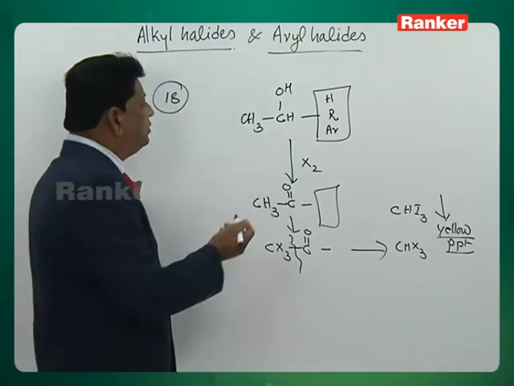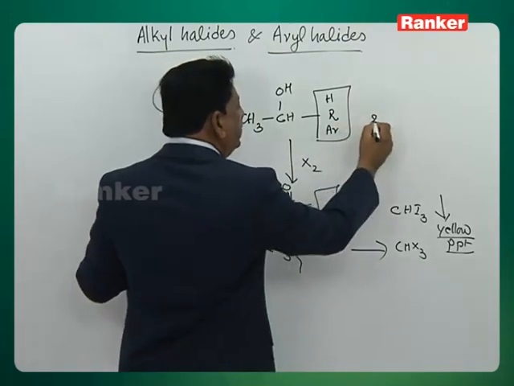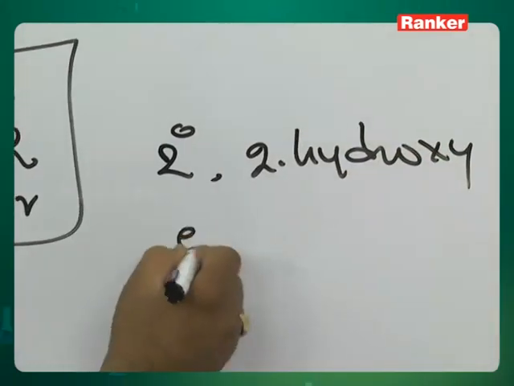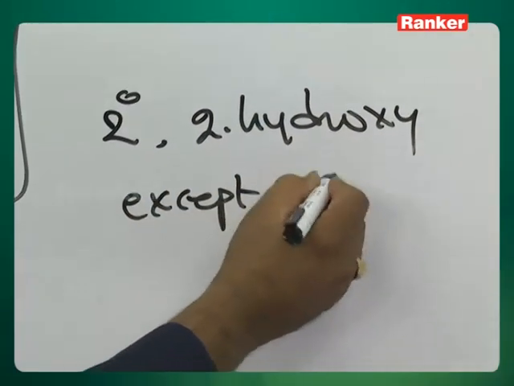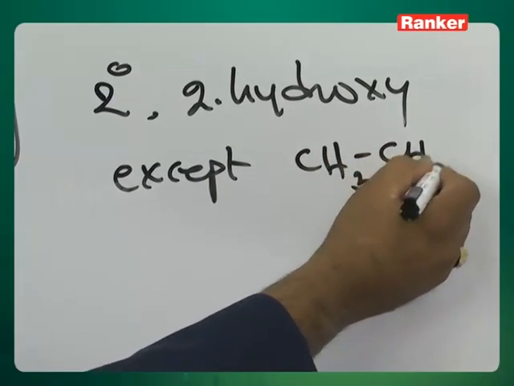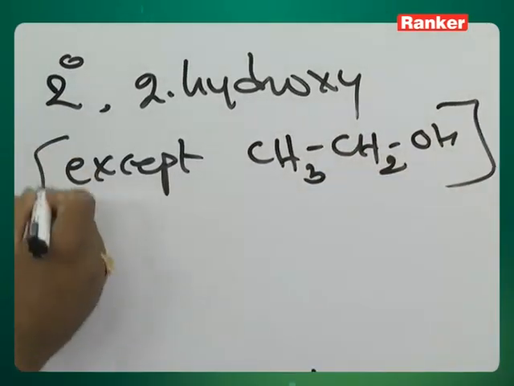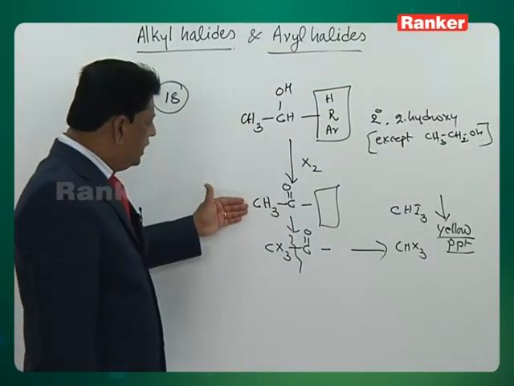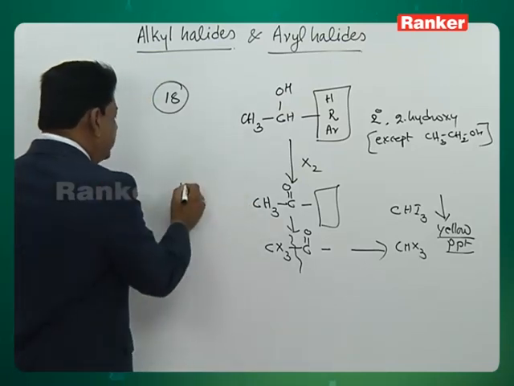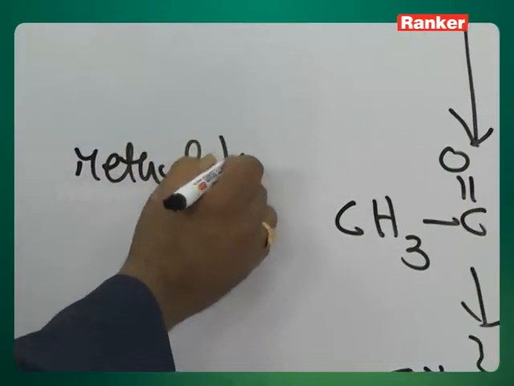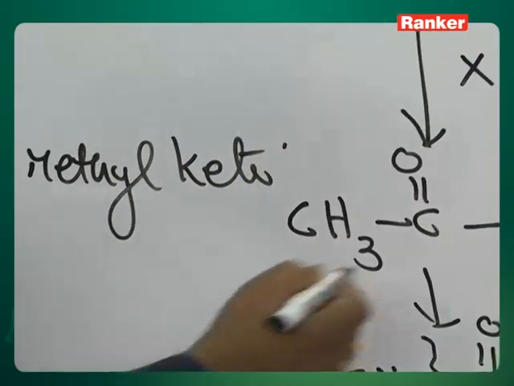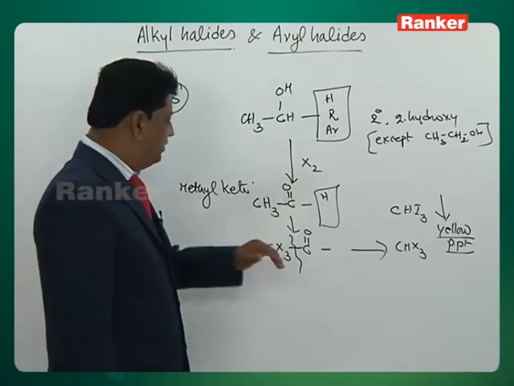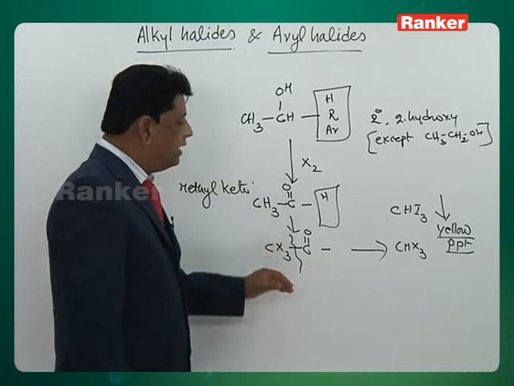So, what type of alcohols are going to give this reaction? All 2 degree, 2 hydroxy alcohols, except ethanol. Ethanol is a 1 degree, 1 hydroxy alcohol. Except ethanol, all 2 degree 2 hydroxy alcohols oxidize into this type of ketone. They are described as methyl ketones, with a methyl on one side. Again, except acetaldehyde, no other aldehyde will give this. Acetaldehyde will give this reaction. It gives halogenation and then hydrolyzes to give this product.